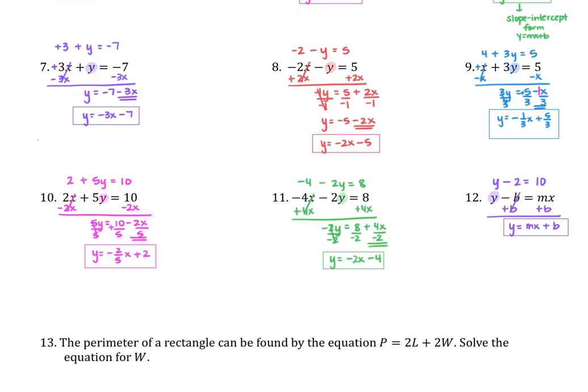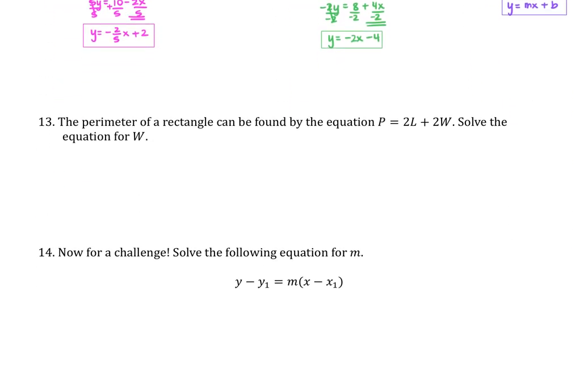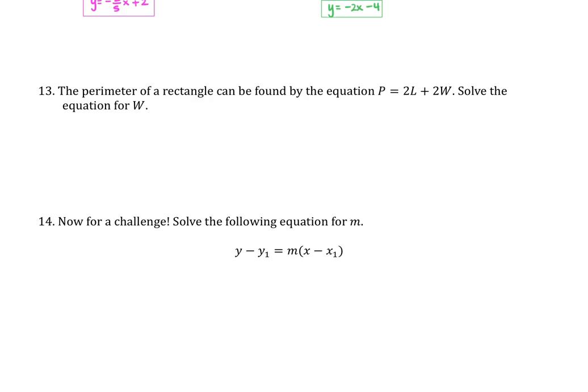Now we are almost done, but I want to show you 2 really common literal equations that we see a lot. And that first one is perimeter of a rectangle. You're going to see this a ton. So perimeter of a rectangle can be found by the equation P equals 2L plus 2W. It wants me to actually solve this equation for W. So I'm going to highlight that W. It wants me to get that alone.